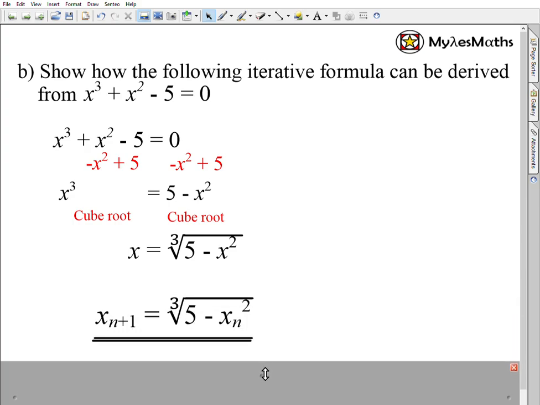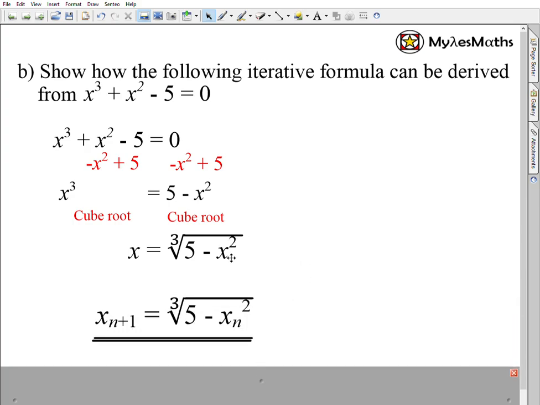Excellent. Now all I've got to do is turn that into an iterative formula. So my x squared, because it's within the actual formula itself, becomes xn, and the subject of the formula, x, becomes xn plus 1. And we have our iterative formula.